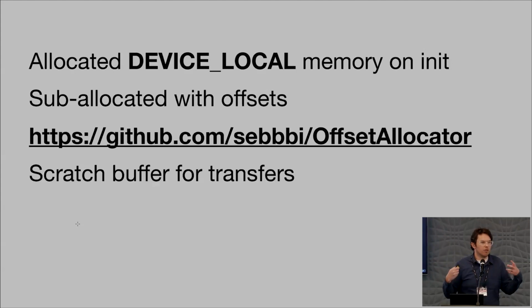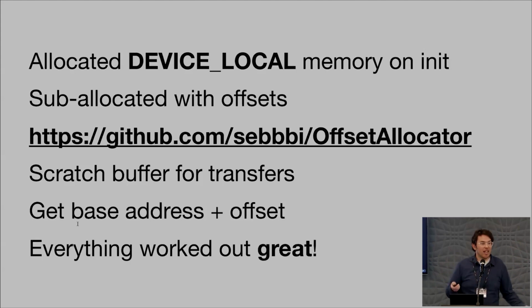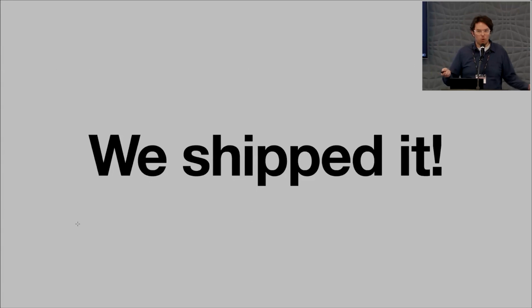We had the traditional approach. We had a scratch buffer for transfers with a queue if that ever got overflowed. And then in our shaders we would grab the base address of that giant memory buffer and just offset into that. And again, everything worked out great. We shipped it and it worked. We got it done in the time that was required.